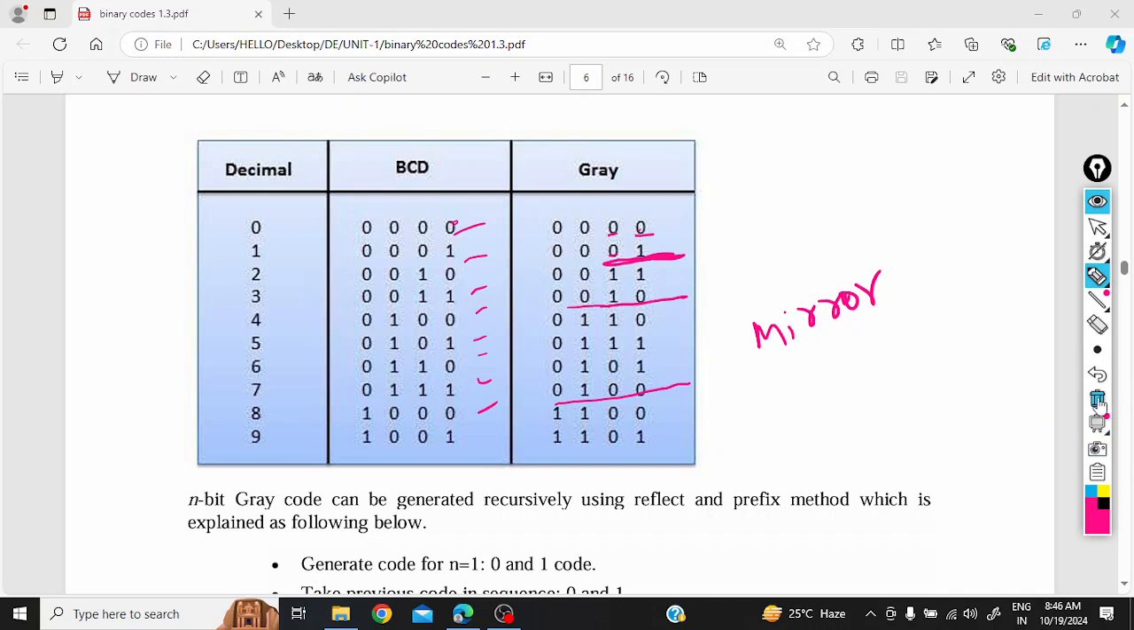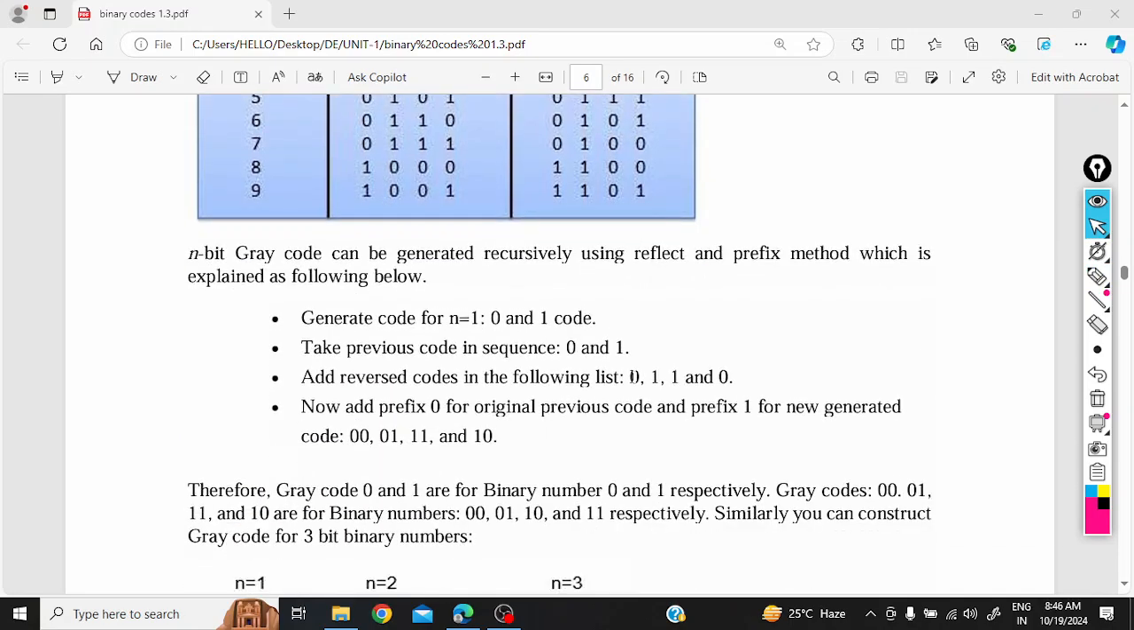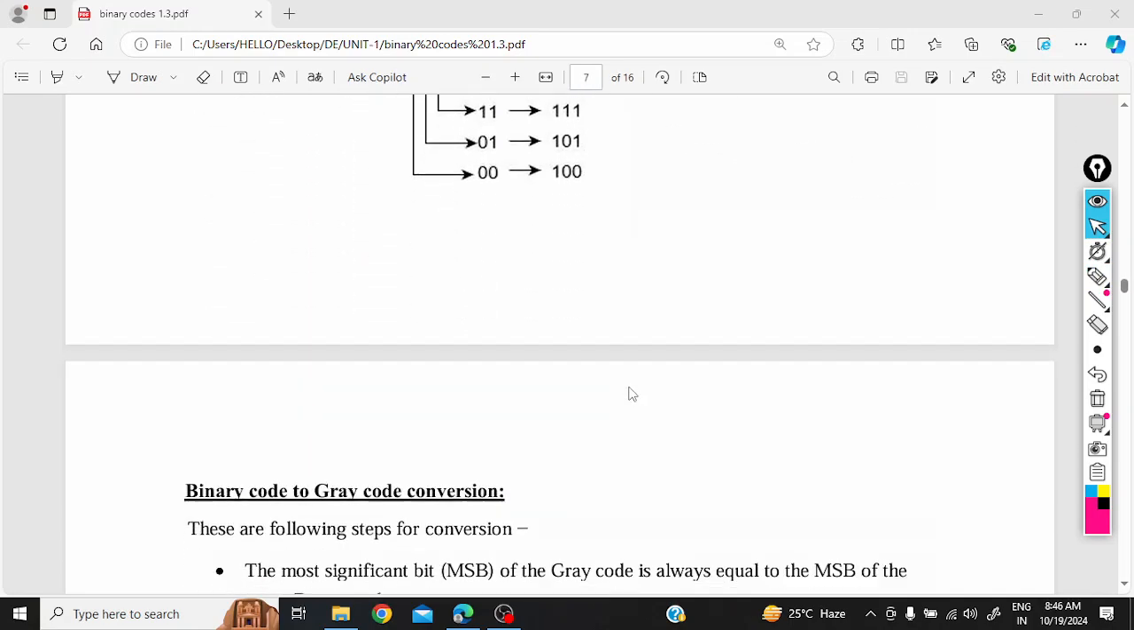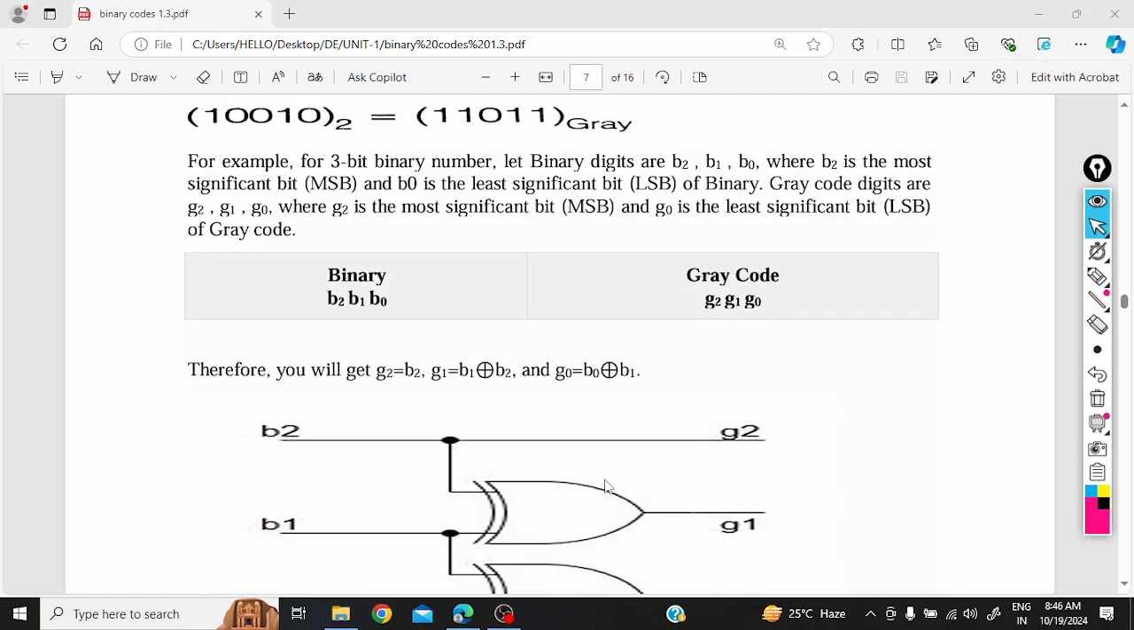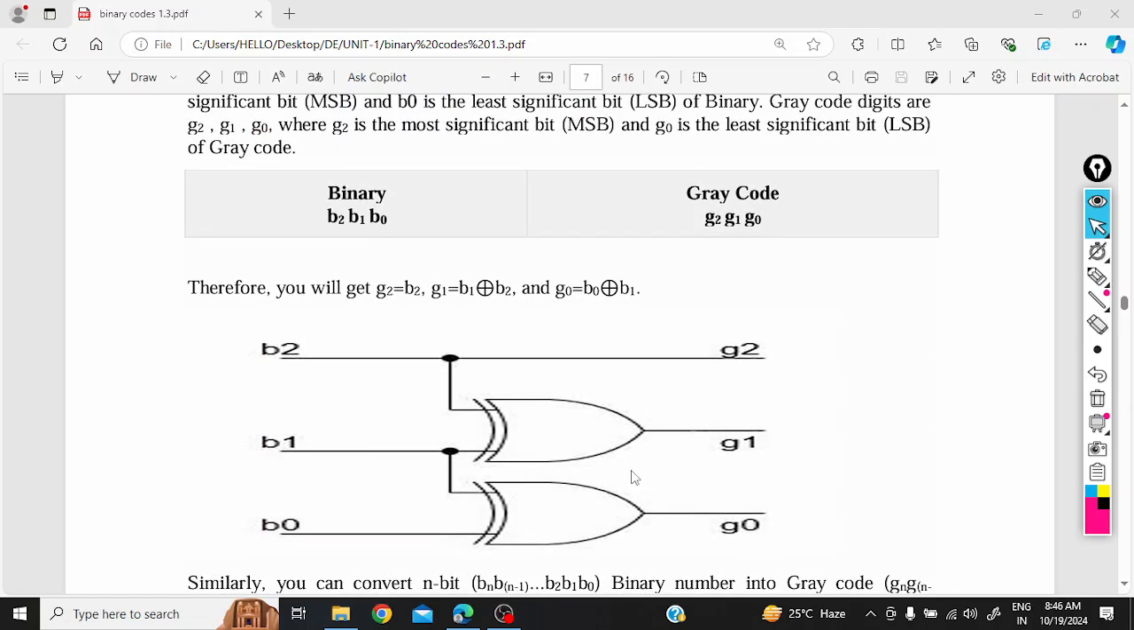Now apart from the mirror technique, we also have a logic conversion from binary to gray and gray to binary. This is what we can do using a logic diagram. I will tell you. For example, if I have a binary number to be converted to a gray number, here we are using an XOR gate. This is an XOR gate.